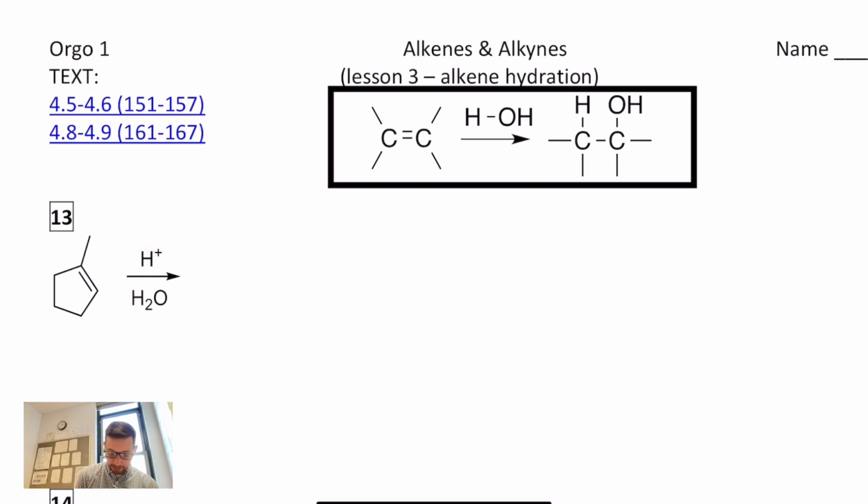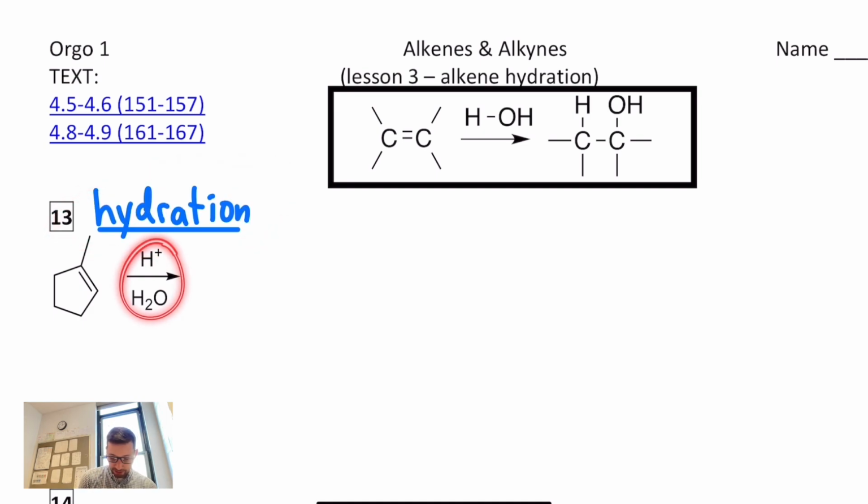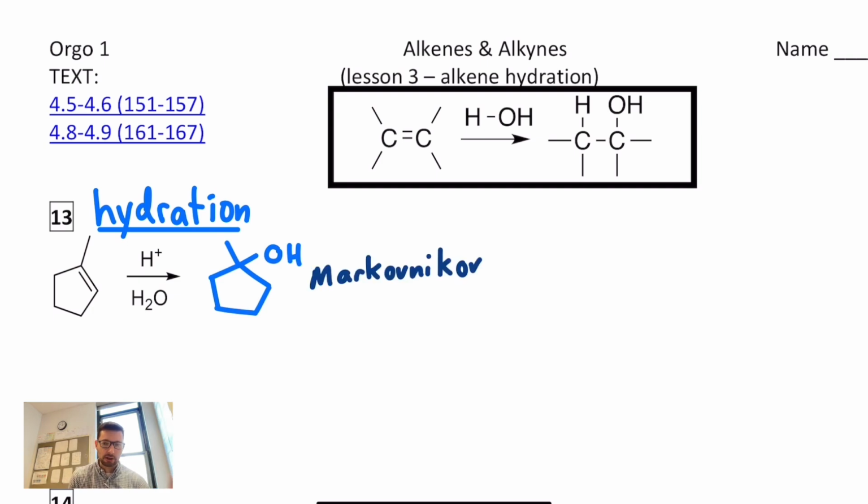So the first one is called a hydration reaction with acid catalyst, and your product, if I use methyl cyclopentene just as an example, gives you the more substituted tertiary alcohol. This is called a Markovnikov addition. Remember, Markovnikov's rule says that the H goes to the less substituted carbon, and the other group, in this case the OH, goes to the more substituted carbon. How do we explain that? Let's look at the mechanism.